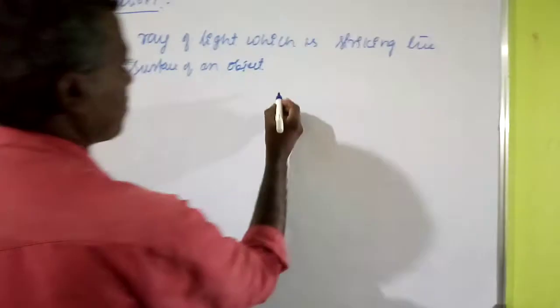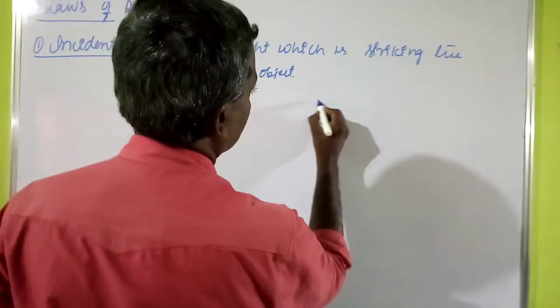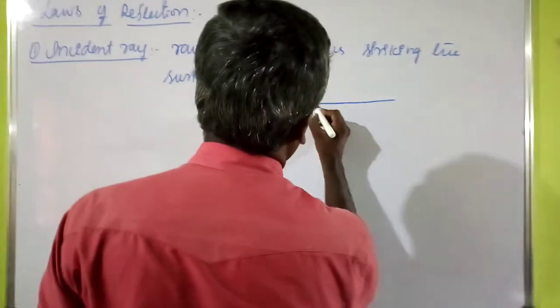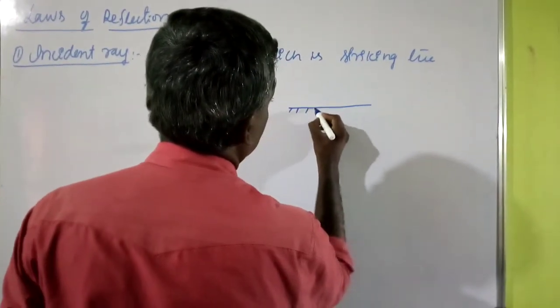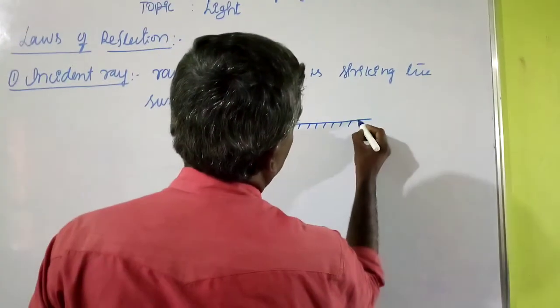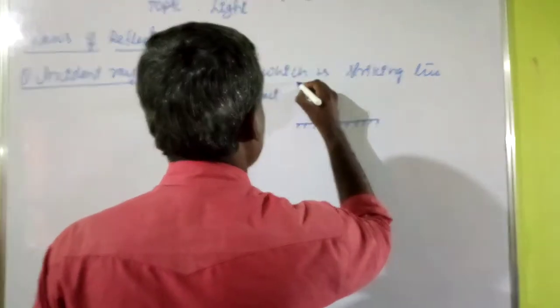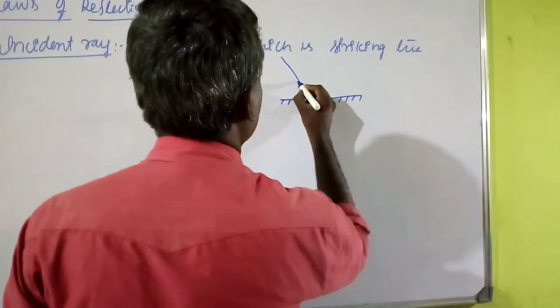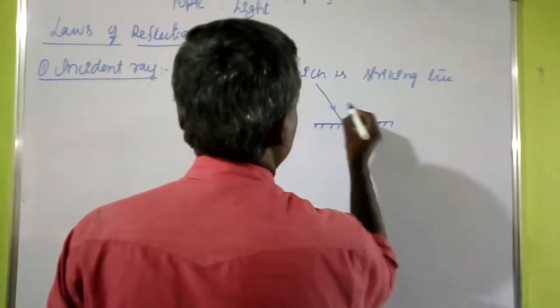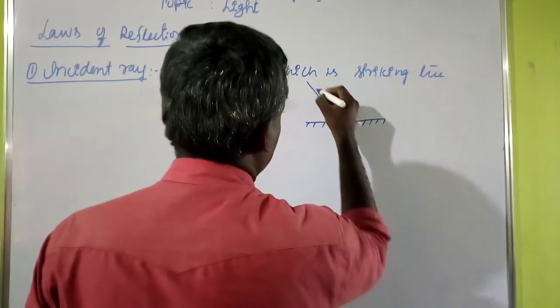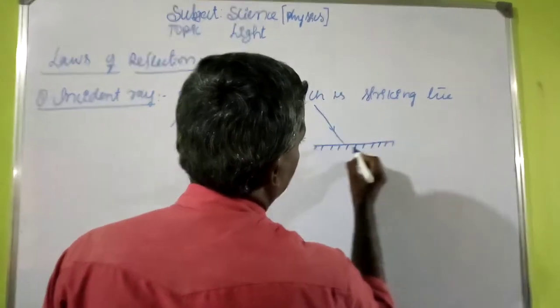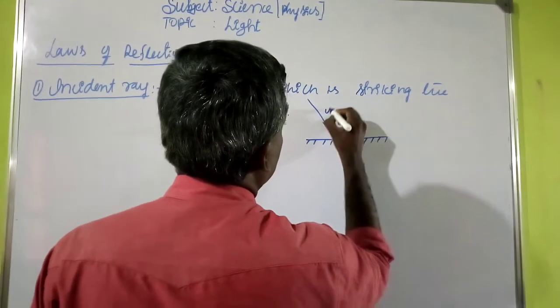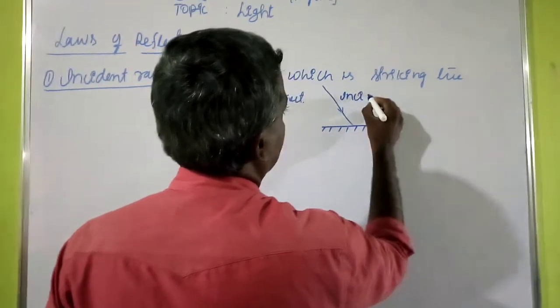Diagrammatically, let us represent it. So this is the surface of an object. The ray of light is striking it from above. This is the ray of light which is striking the surface of an object. It is called an incident ray.